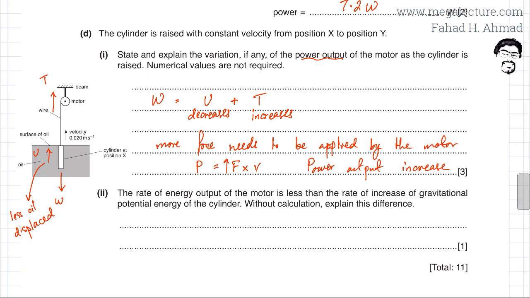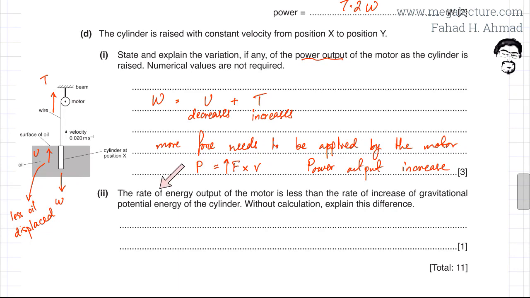So you're going to answer this question in 3 points. The first point would be that less oil is displaced, so the upthrust is decreasing, which means that more force, you can use this relationship, needs to be applied by the motor. And if more force is applied, then because power is force into velocity, the power output of the motor is going to increase.